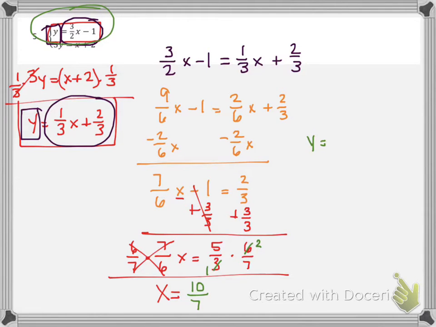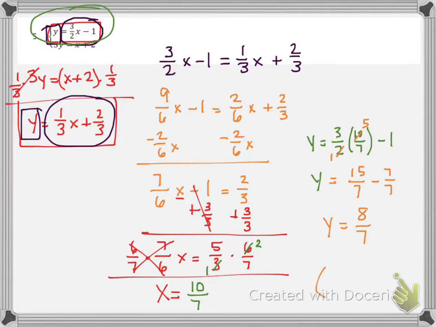Y equals 3/2 x. Well, I know x is 10/7, so times 10/7 minus 1. And that's equal to y. That's how I'm going to find y. So let's simplify before we multiply. Let me change colors so you can see that happen. 2 goes into 2 once. 2 goes into 10 5 times. So 3 times 5 is 15/7 minus 1, which is 7/7. So y is equal to 15 minus 7 is 8/7. And that's my ordered pair.